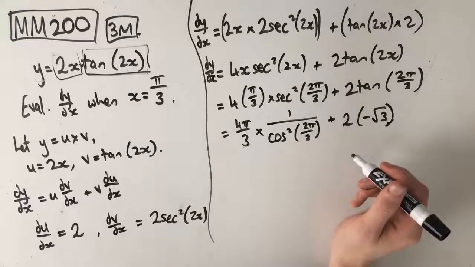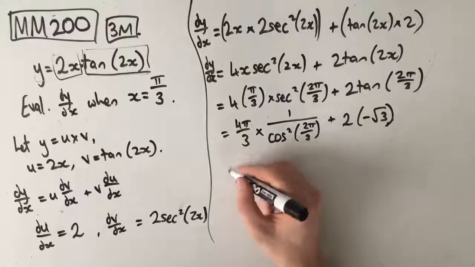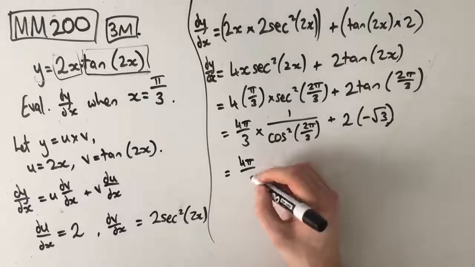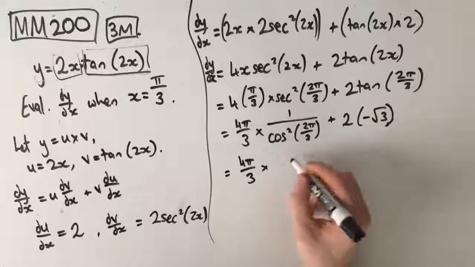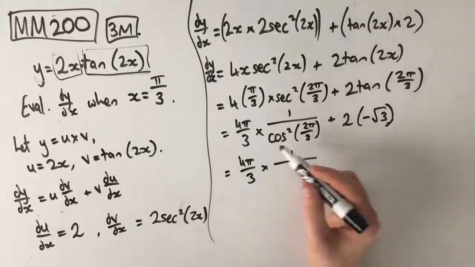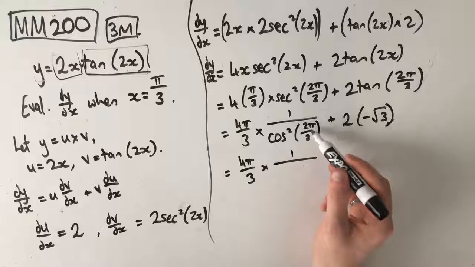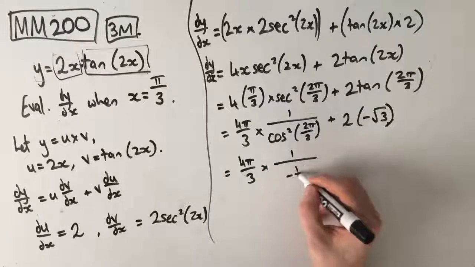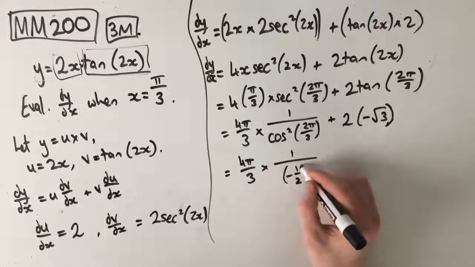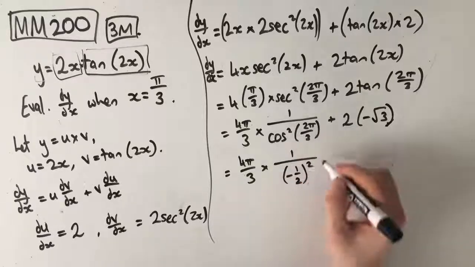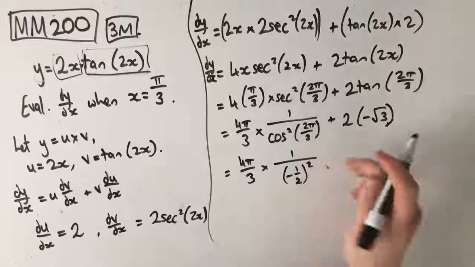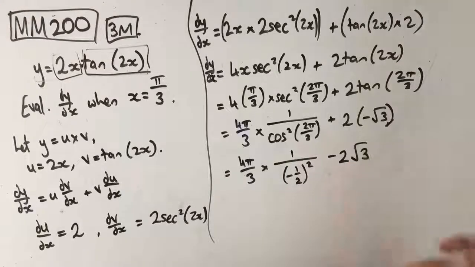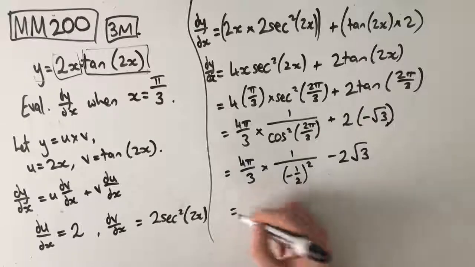Cool. So from here we just need to evaluate this as we keep going down. So we get 4 pi on 3 times 1 over, so cos of 2 pi on 3 is equal to negative 1/2, but we're also squaring it, so we get negative 1/2 squared. Plus, or I should say take away, 2 root 3.